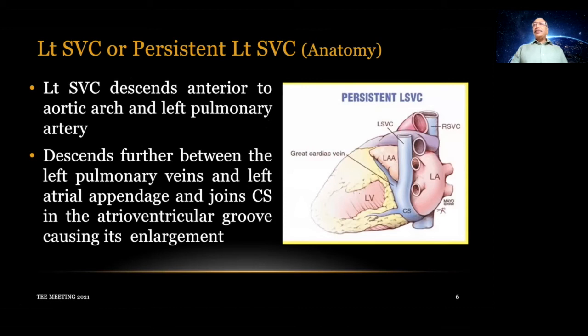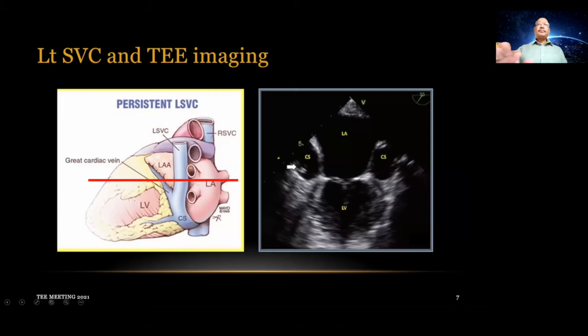Now, a bit about its anatomy. You can make out here that the left SVC descends anterior to the arch of aorta and left pulmonary artery, and thereafter it descends between the left atrial appendage and pulmonary veins, and thereafter it joins the coronary sinus and opens into the right atrium, as I have mentioned earlier.